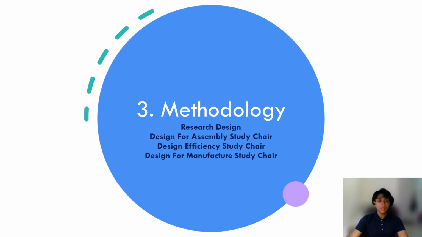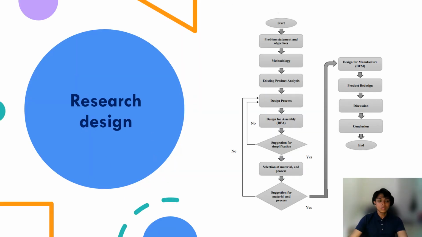So for the research design, this is the flow chart for my final project. Start, problem statement and objective, methodology, existing product analysis, design process, design for assembly, suggestion for simplification. After that, selection of material and process, suggestion for material and process, and goes to design for manufacture. After that, product design, discussion, conclusion, and finally end.